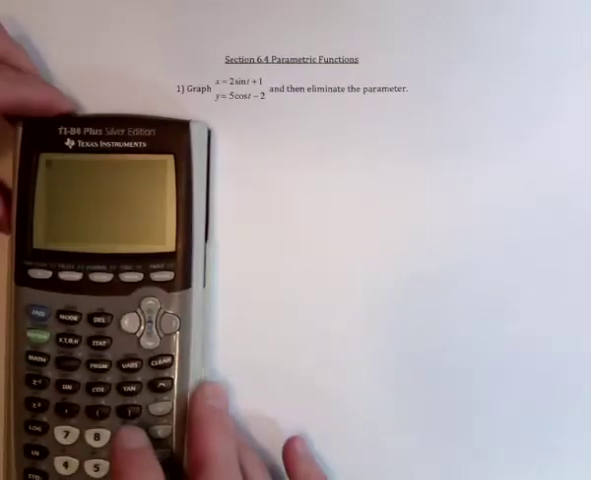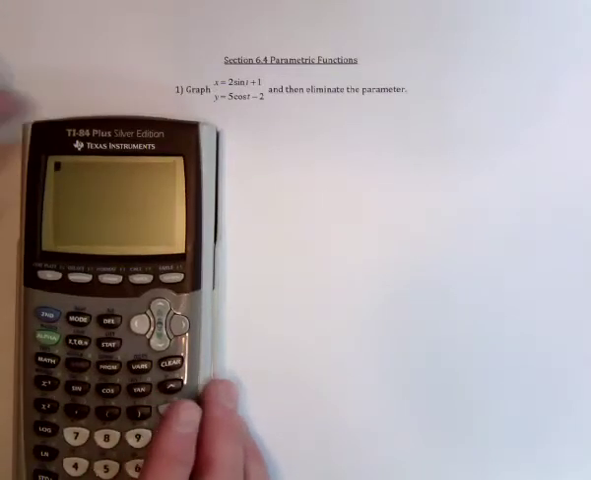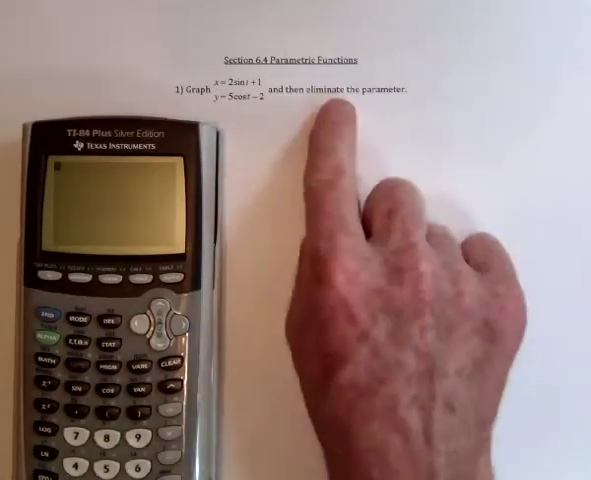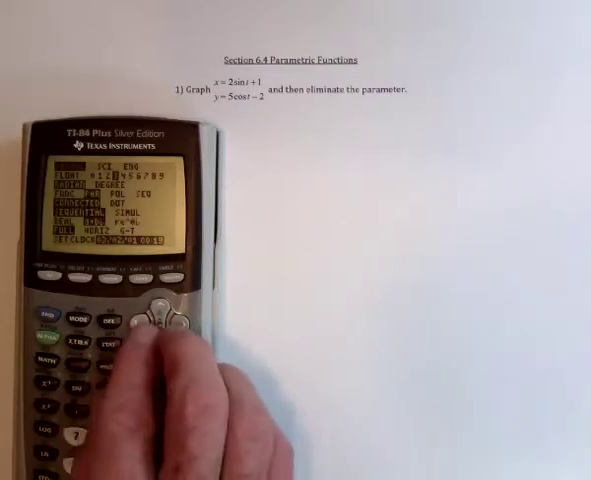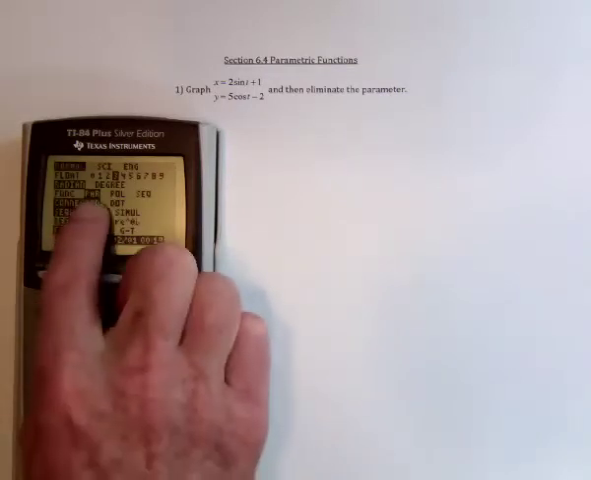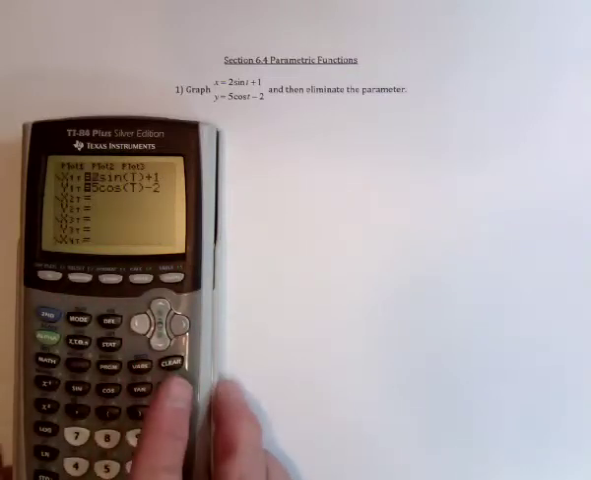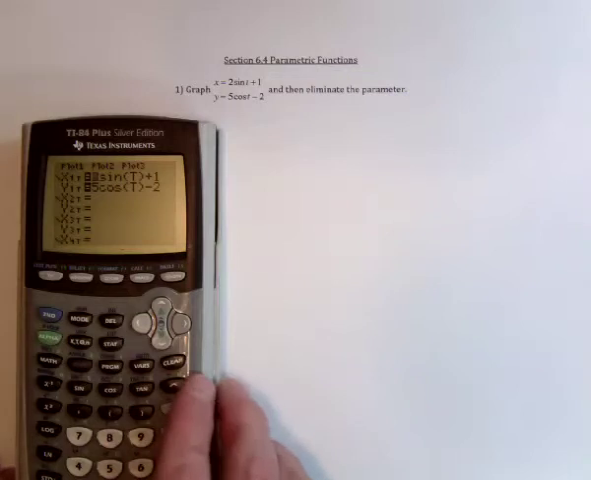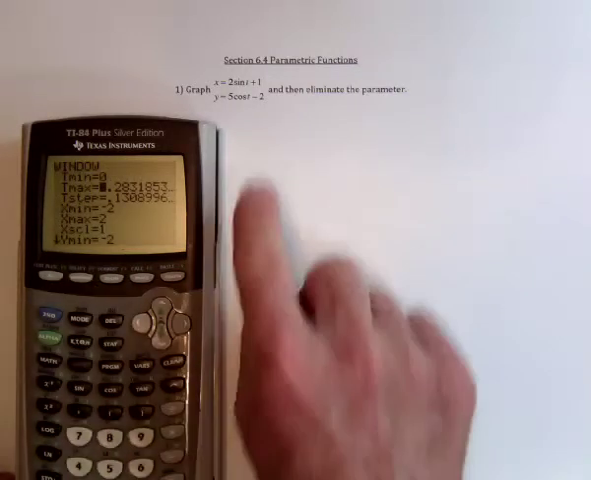To begin with, we'll use the graphing calculator to graph the function, and then that actually will sometimes help in eliminating the parameter, although we still need to do the algebra to eliminate the parameter. So check the mode and make sure that it's in parametric form, and when you go to y equals, there's the x and the y, and then the window should go from 0 to 2 pi.